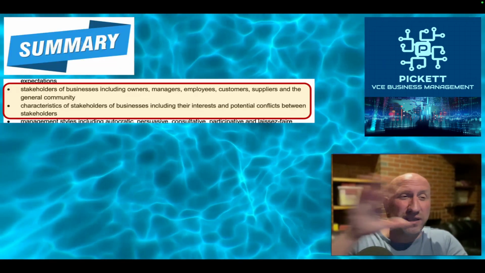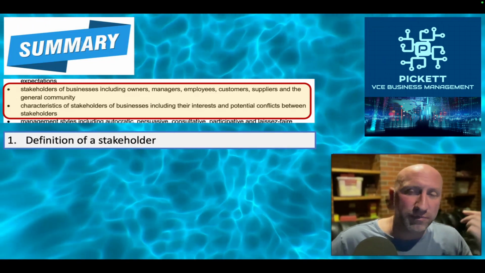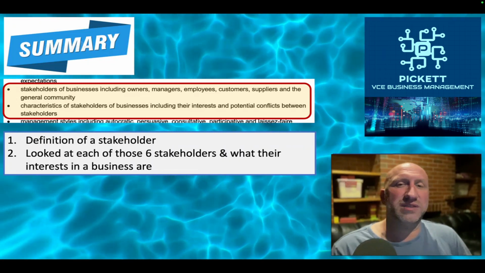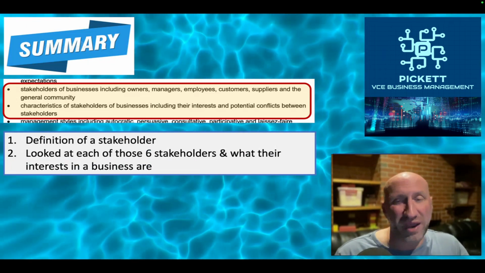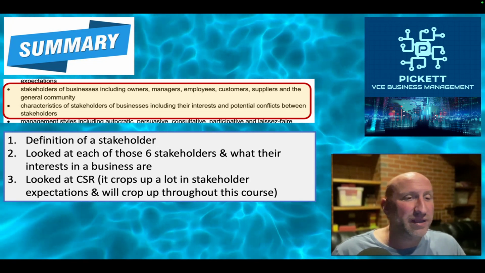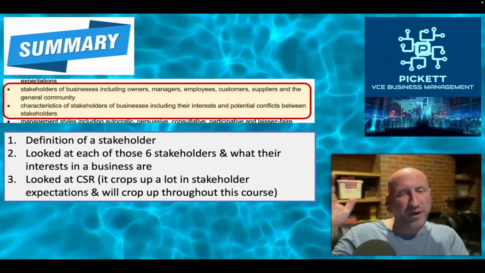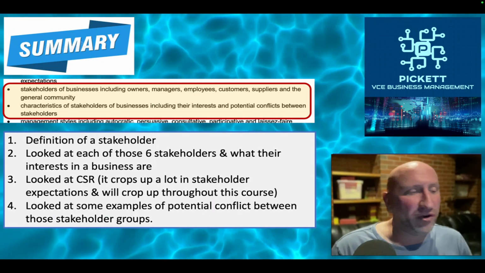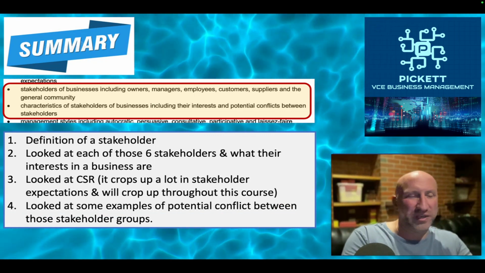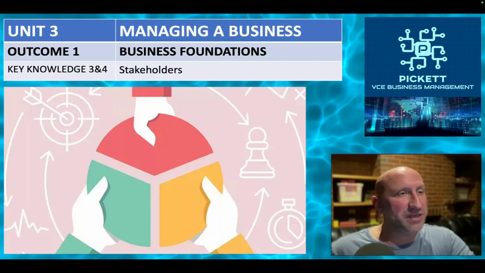So just summarizing, going back to that double key knowledge dot point. First off, the definition of a stakeholder, make sure you've got that down. Then we looked at each of those 6 different stakeholders that the study design identified and looked at what their interests in a business are. Then we looked at social responsibility. I kind of threw this in here because it cropped up in that particular key knowledge dot point, but it's going to be cropping up throughout the whole course. And then finally, we looked at some examples of potential conflict between those stakeholder groups. So in those 4 things, we've covered everything in the 2 key knowledge dot points on the study design.